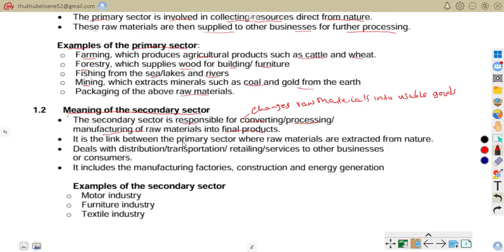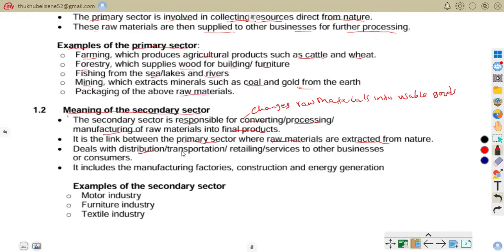It is the link between the primary sector, where raw materials are extracted from nature. So it means it connects raw materials to finished goods. That is that. For example, cotton from farms, clothes in factories, you see.